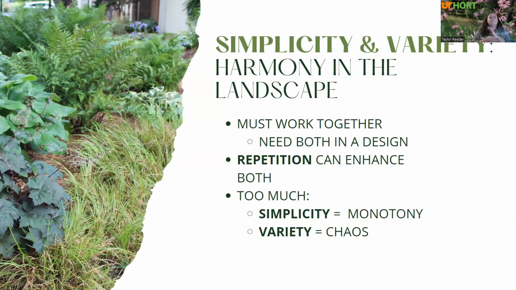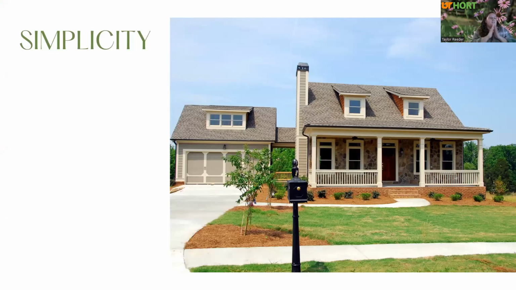The next principles are simplicity and variety, and these bring harmony to a landscape. They need to work together. Too much of one or the other can be either really boring or really chaotic. So we need to have them work together. And repetition, like we talked about, can enhance both of those. So in this landscape, and really this one isn't that simple, let's just say they had the same shrubs all across the front and no trees on the side. And all we have are just a row of the same shrub in front. It would feel a little bit monotonous, a little bit boring.